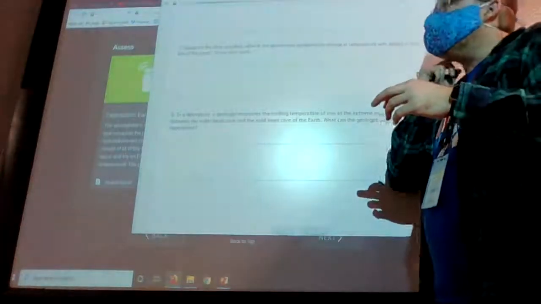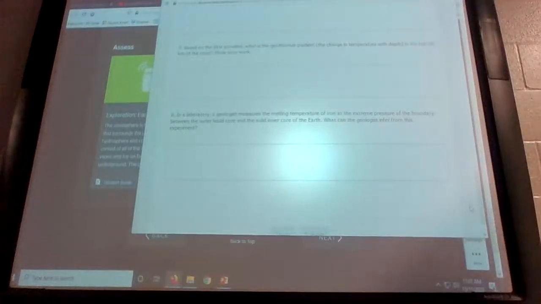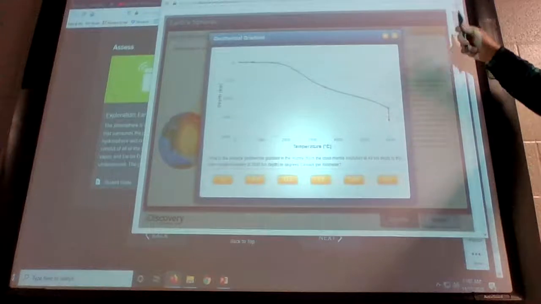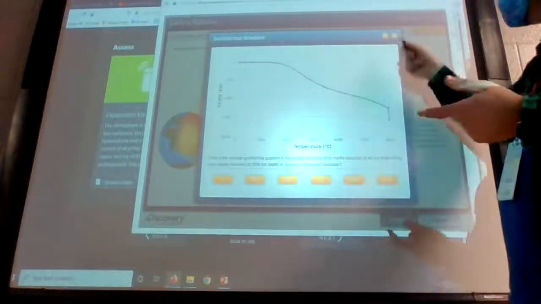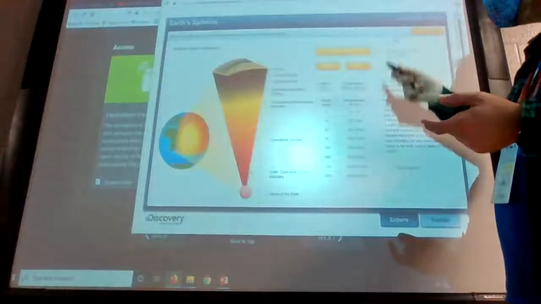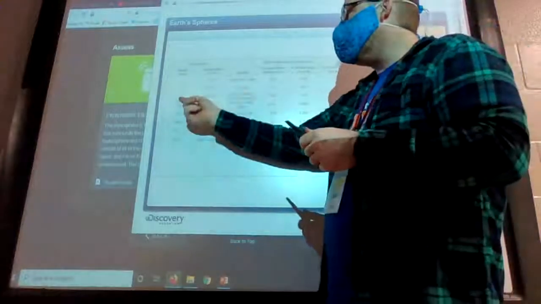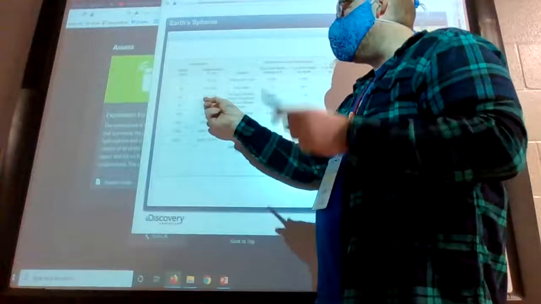Number 7, based on the data provided, what is the geothermal gradient? The change in temperature with depth in the top 20 kilometers of the crust. Show your work. Okay, so they probably want a little bit of math here. The top 20 kilometers is probably going to be this short little area up here. So let's go back to the chart. If I go to Tracker, here we go. Top 20 kilometers. So we have the depth, and then we have the temperature change, right? So we just do a little bit of math on this.